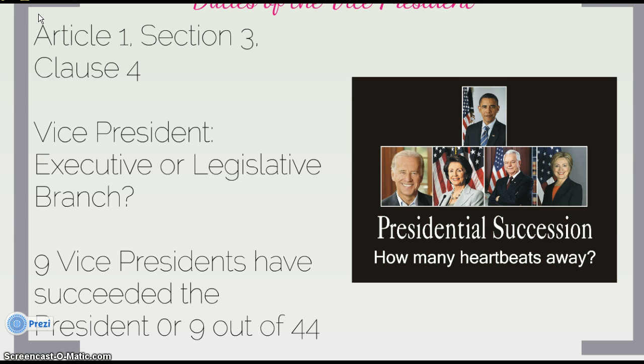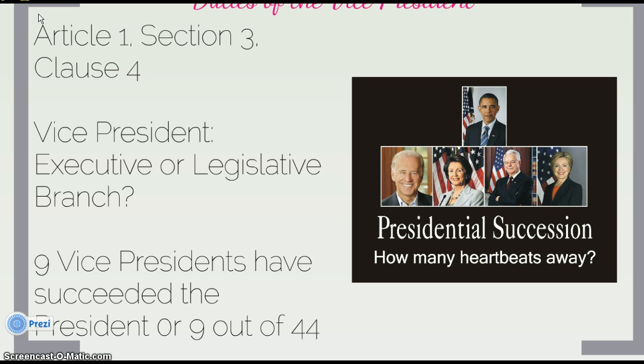So to summarize, at this point, stop the lecture again and summarize the three roles of the vice president and answer the question, why don't more American people pay attention to the vice president? I think that's a really good question, don't you? So see what you guys come up with to answer that.